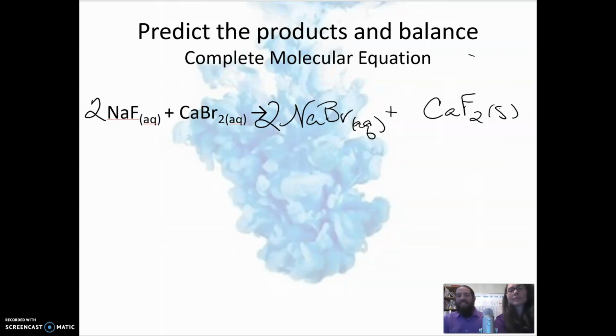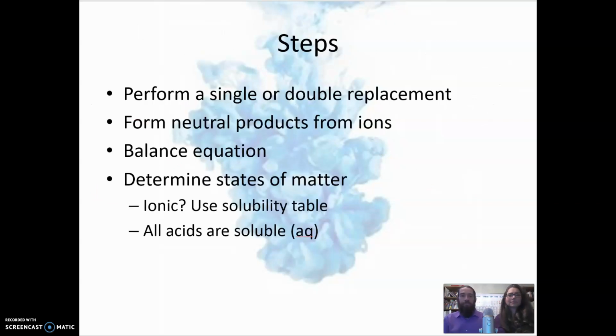And that means solid. You hear the word soluble and you think S is for soluble, but S just means solid. That's a precipitate. So this is a precipitation reaction. It's a double displacement precipitation reaction. And there's our complete molecular equation.